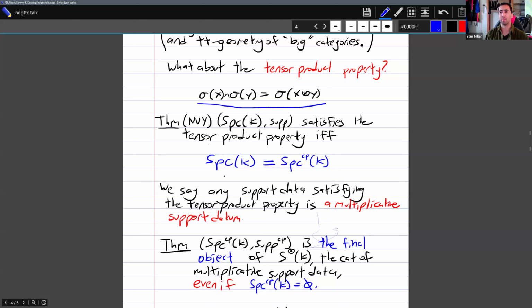But certainly spec K can still be functorial in some instances. I'm not sure if that's the most satisfying answer. I mean, I'm sure I'm getting this wrong maybe in some way.